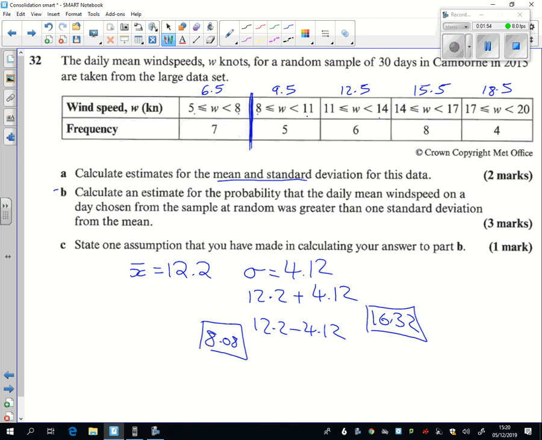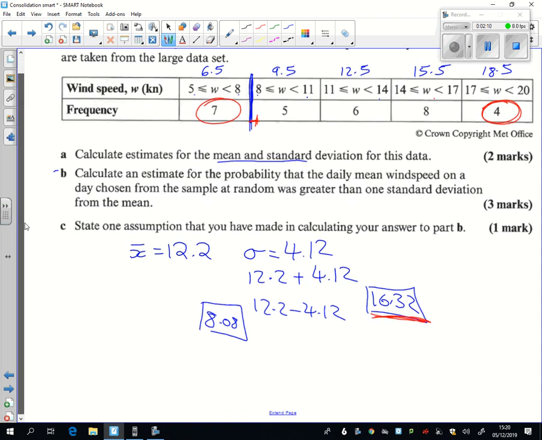Well, really, that's all of these, isn't it? There's a tiny fraction in that bit there, but I think we'll ignore those. And how many are more than 16.32? Well, it's all of those. And yeah, we're going to have to do some linear interpolation in this bit, aren't we? That's annoying.